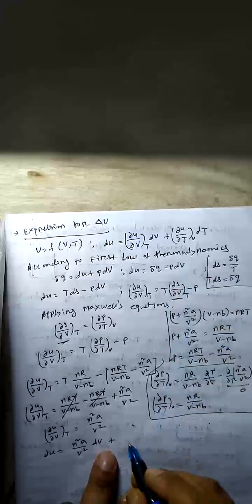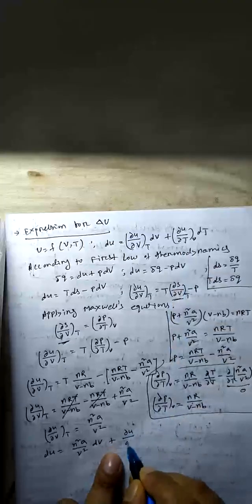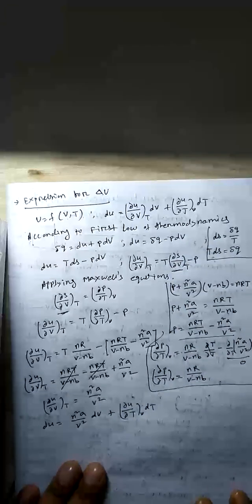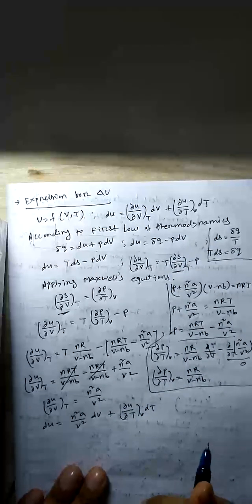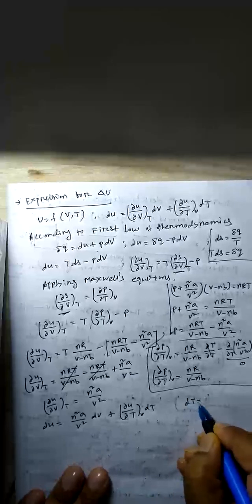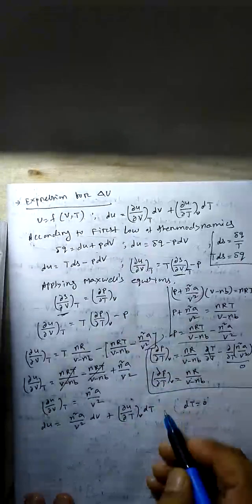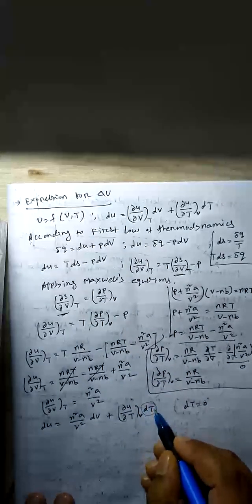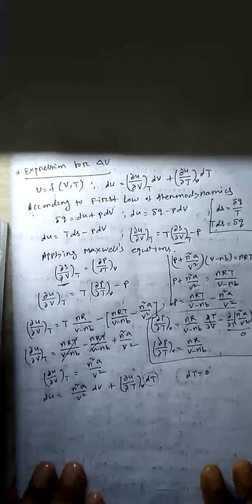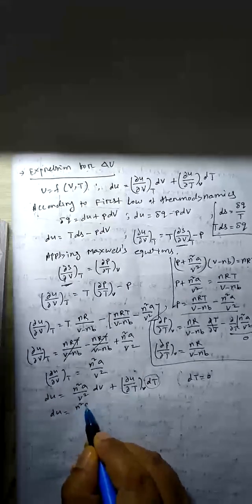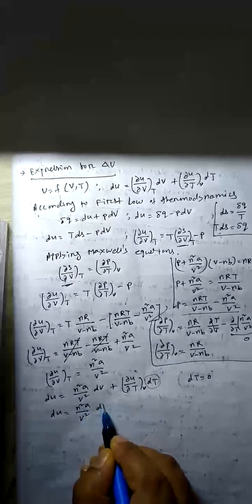Now this term, ∂U/∂T at constant volume times dT, I have to keep as such. Remember, the process is isothermal, temperature is constant, so dT is equal to 0, because we carried out this expression for isothermal reversible. So this value is 0, and 0 multiplied with something is 0. Now my equation becomes dU is equal to n²a/V² dV.